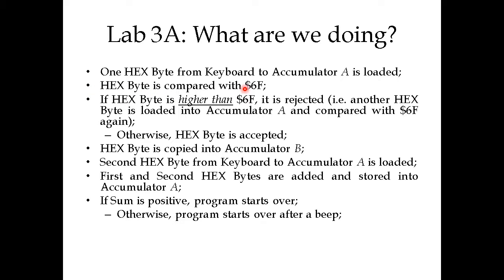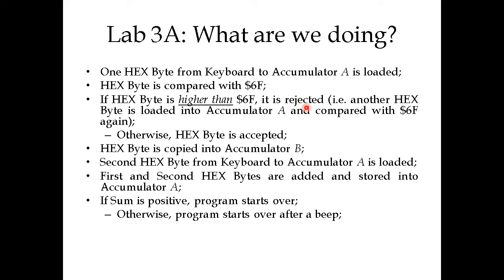You might be wondering, how do you get the 6F? This is just a number we used. It's given. It doesn't have to be 6F, but this is how we wrote the program. 6F doesn't have any specific meaning; it's just a number. Now, we compare it and we do this. If the hex byte that you entered is higher than 6F, be careful, higher than, unsigned comparison, it is rejected.